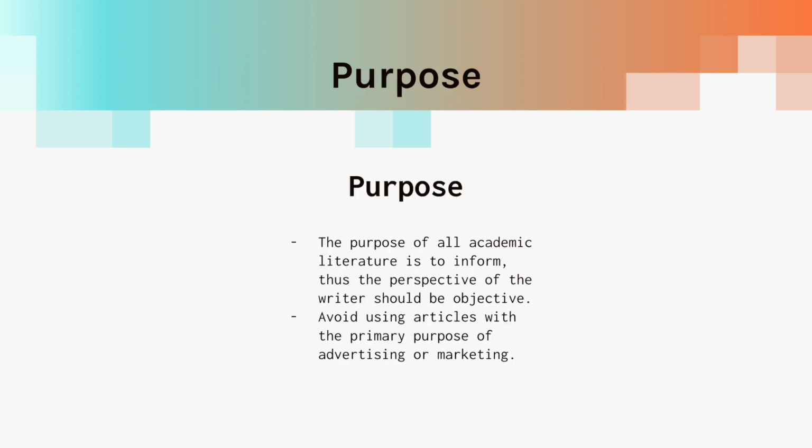The final criterion, purpose. Given the purpose of all academic literature is to inform, the perspective of the writer should be objective. For example, for the websites or platforms you use to look for scientific literature, try to avoid using articles with the primary purpose of advertising or marketing.